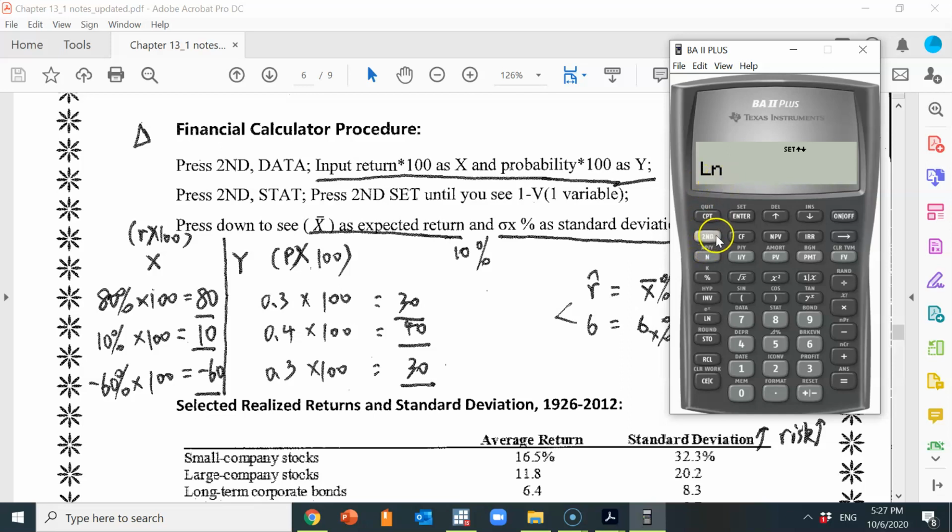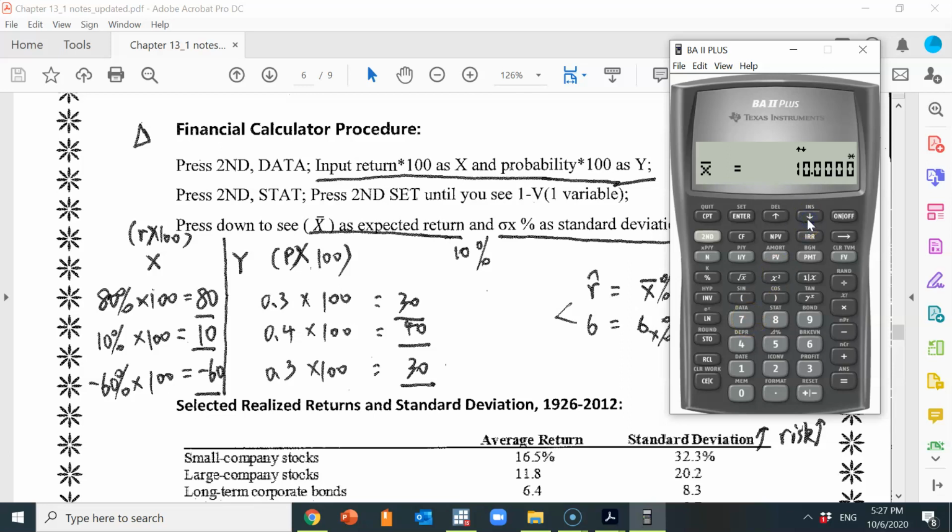And then we keep pressing second set until we see one variable. Then we press down button. So we see that n is 100, verified. Okay, you have to make sure n is 100. Otherwise, you need to double check your inputs in data.